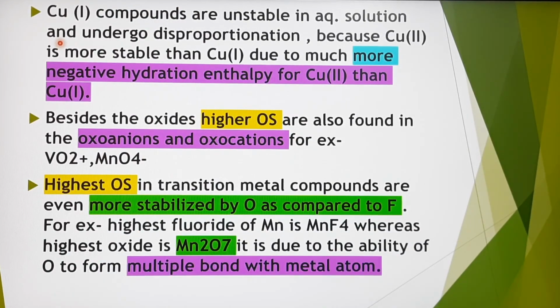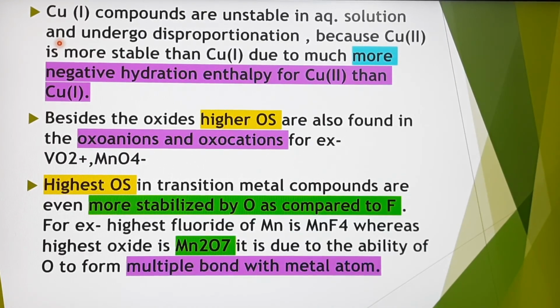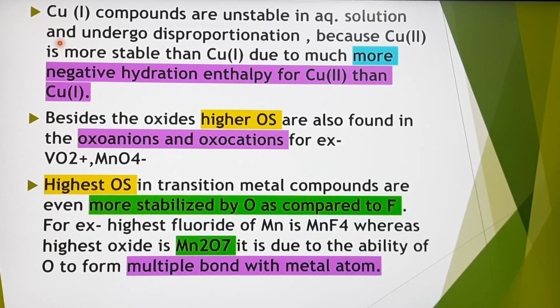Now if we compare the stability of copper +1 compounds, as previously discussed, in the +1 oxidation state they are unstable and undergo disproportionation to change into the copper +2 state. Why are copper +2 ions more stable? Because of high negative hydration enthalpy.